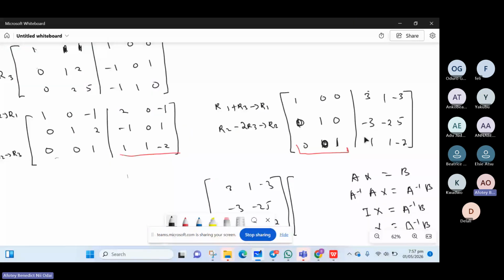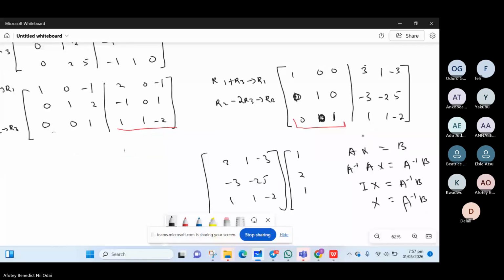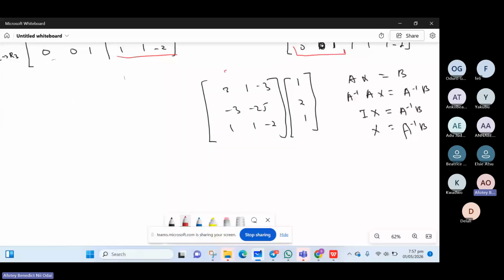So 1, 2, 1. And once we perform this multiplication, remember we are multiplying a 3 by 3 matrix times a 3 by 1 matrix. So we end up getting a 3 by 1 matrix, as in this case. Okay, so let's do this. Let's find the X.